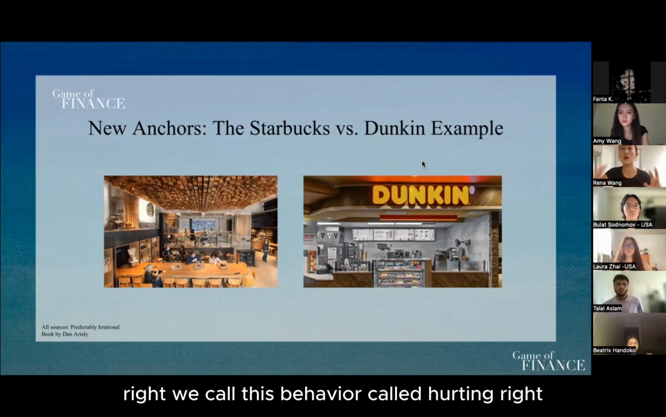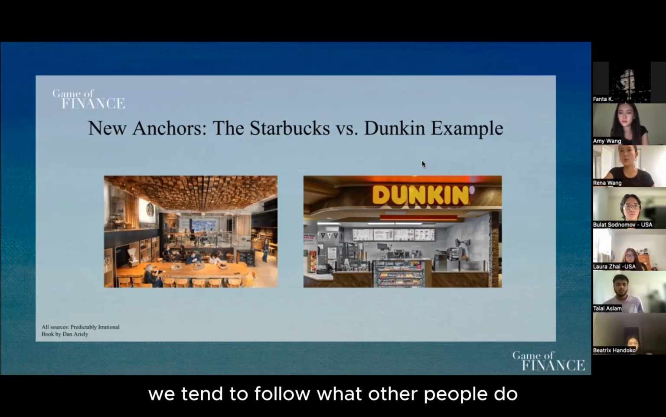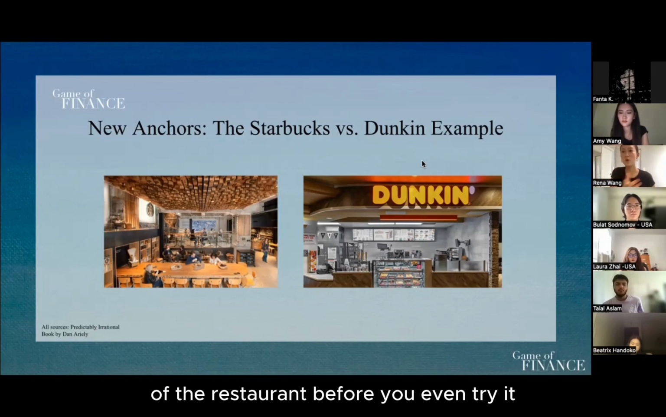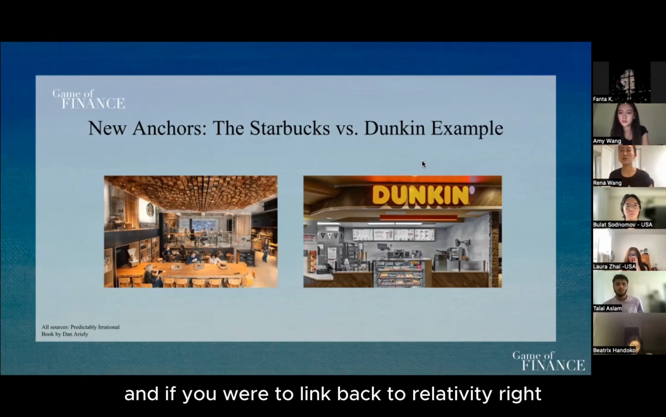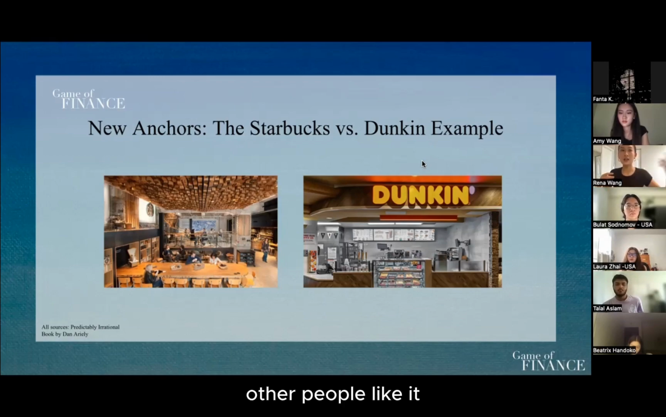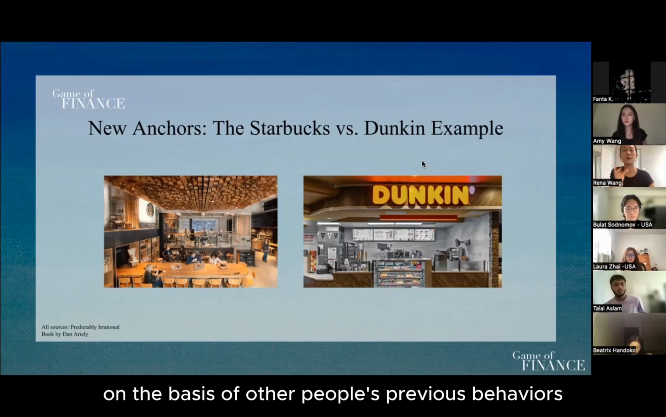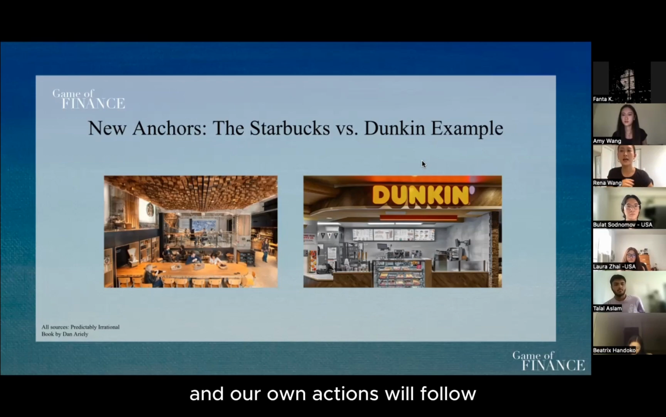We call this behavior herding, right? We tend to follow what other people do. And the people in front of you give you the imprint of a good impression of the restaurant before you even try it. And if we were to link back to relativity, right? Other people like it, you might be able to relate to them and also enjoy the food. It happens when we assume that something is good or bad on the basis of other people's previous behaviors, and our own actions will follow.